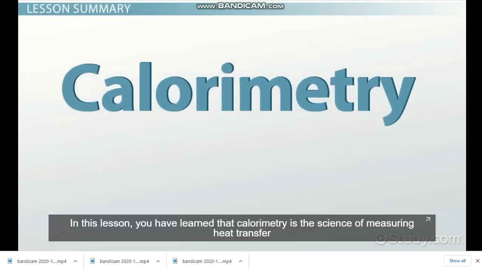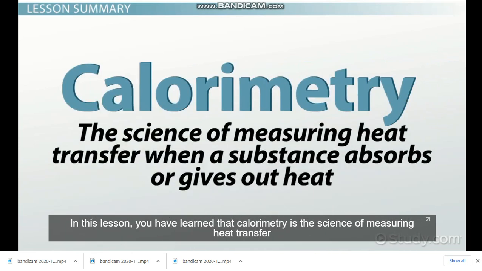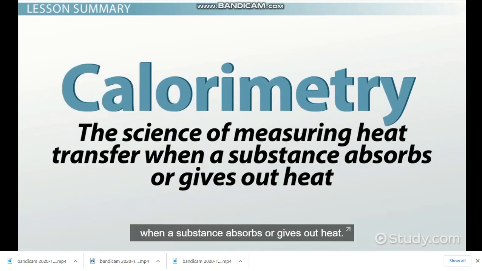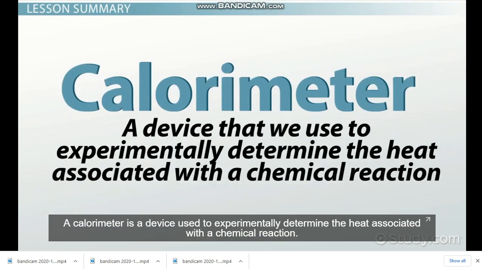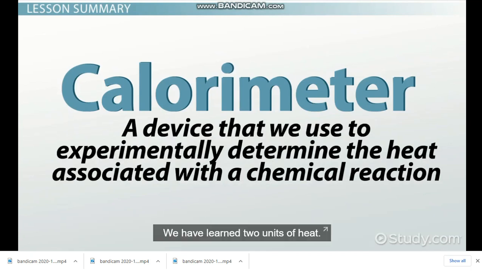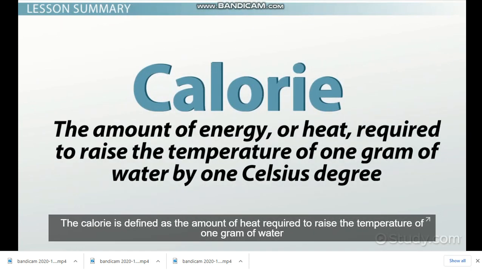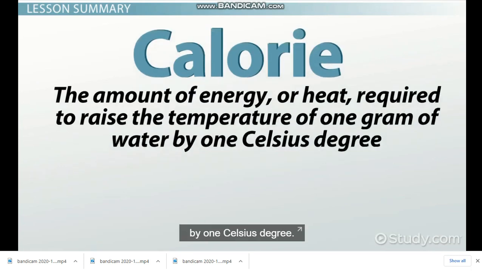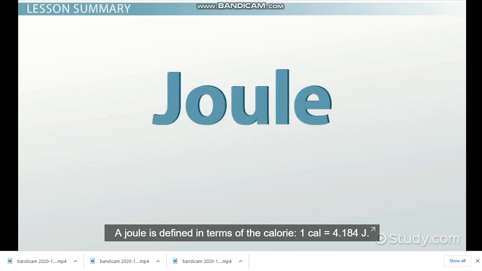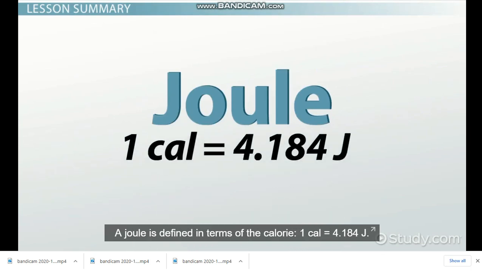In this lesson you have learned that calorimetry is the science of measuring heat transfer when a substance absorbs or gives out heat. A calorimeter is a device used to experimentally determine the heat associated with a chemical reaction. We have learned two units of heat. The calorie is defined as the amount of heat required to raise the temperature of 1 gram of water by 1 Celsius degree. The joule is defined in terms of the calorie. 1 calorie is equal to 4.184 joules.